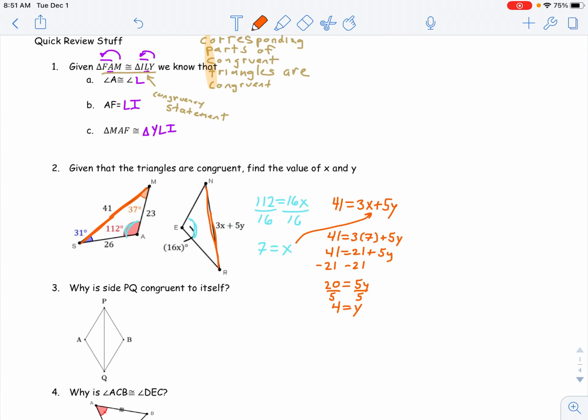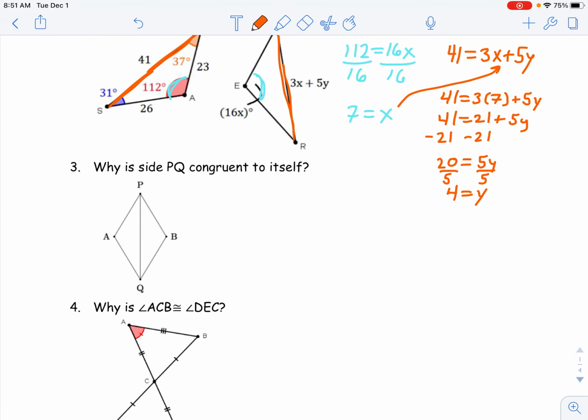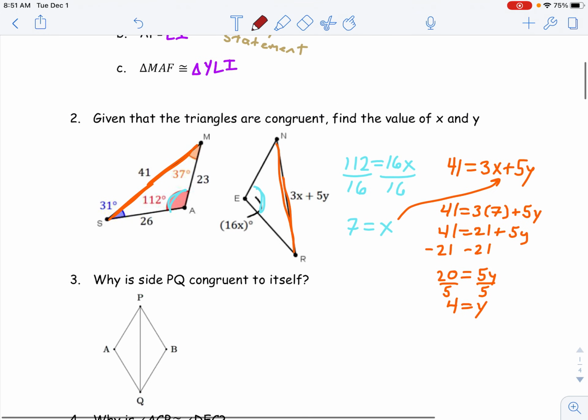Cool. So we did a problem where we were practicing reading a congruency statement. We did a little bit of algebra in number 2 for those who miss algebra and solving for x. Now it's just some thinking stuff. Why is PQ congruent to itself? Oops. Reflexive property.